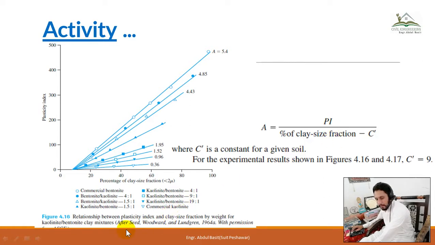This was developed by Seed and Woodward. They have modified this equation in this form: plasticity index divided by percentage of clay size fraction minus C. This C is actually a constant for a given soil. So different types of soil may have different values for C, but in this plot you can see the value for this capital C is equal to 9. So this plot is also quite clear, and you can see it from here.